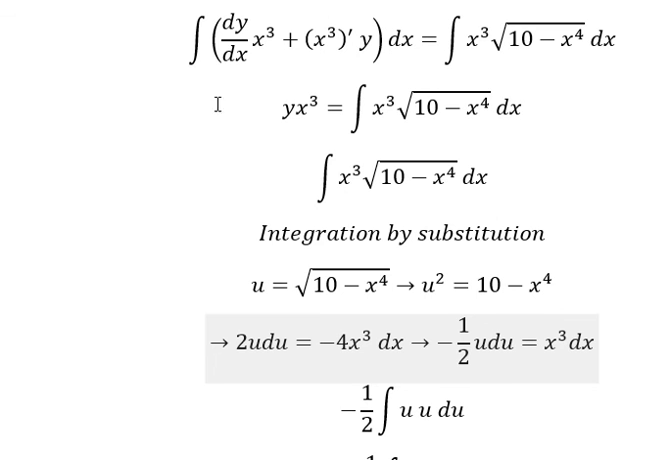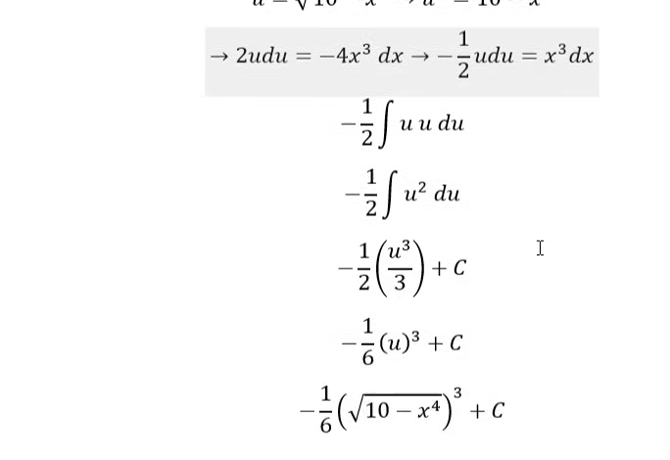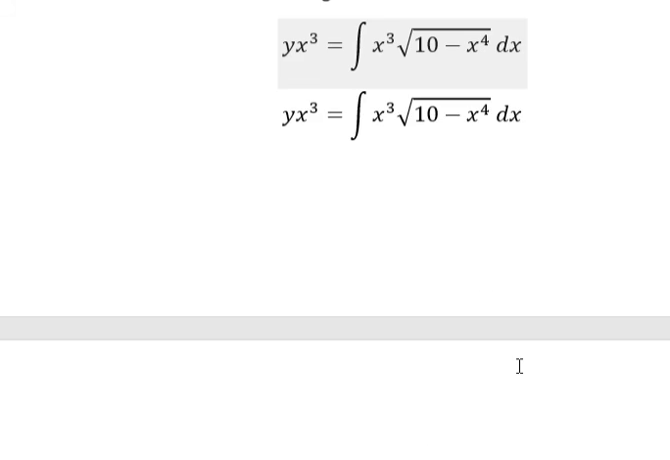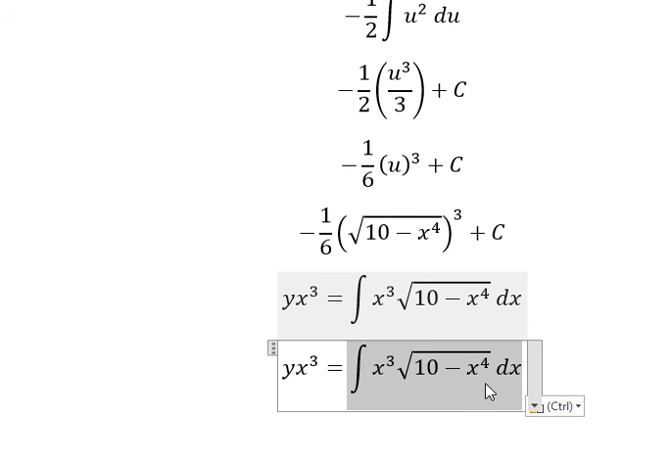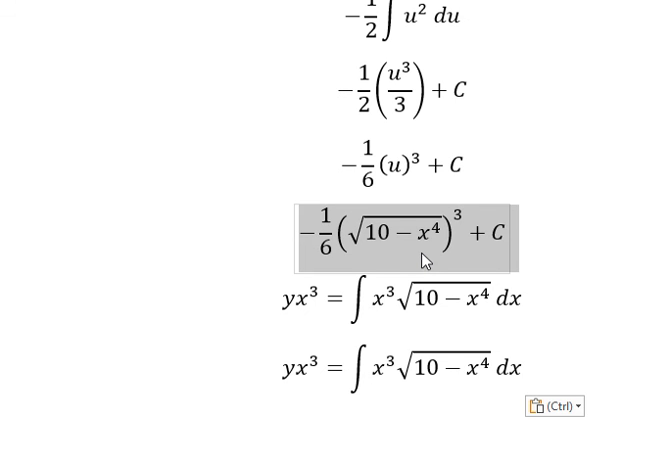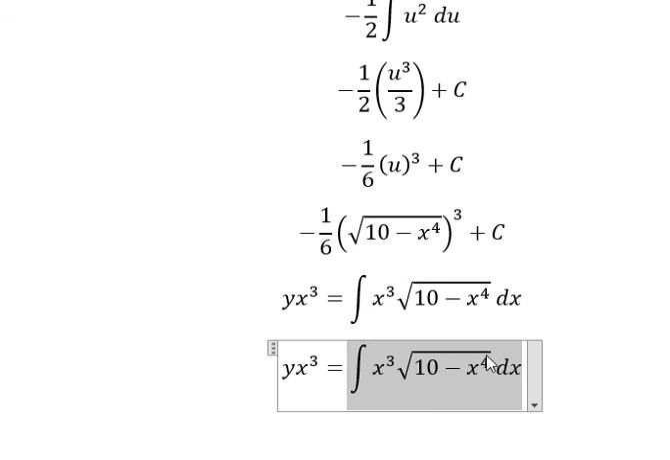Now we go back here. The integration of this one is this one.